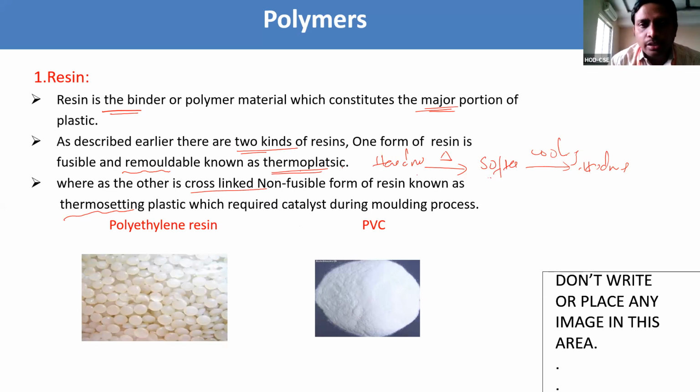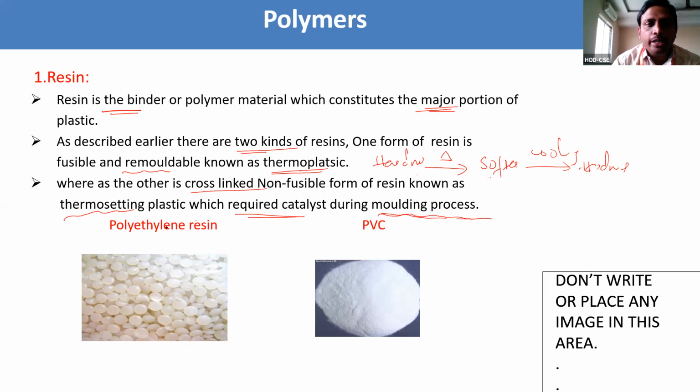This remoldable resin is nothing but thermoplastic, whereas the three-dimensional cross-linked non-fusible form of resin is known as thermosetting plastics, which requires a catalyst during the molding process.